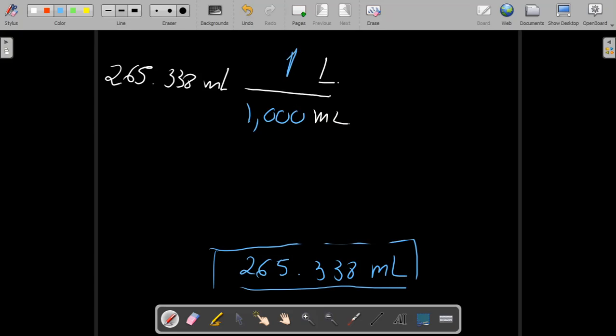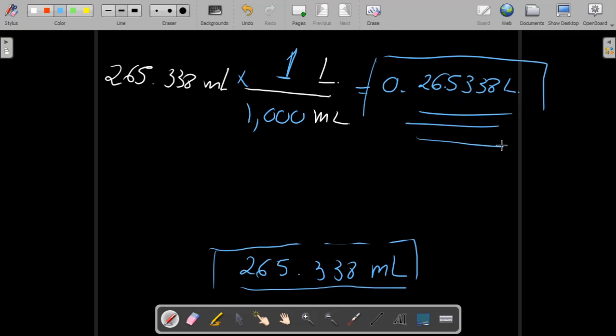milliliters in 1 liter. So 1,000 milliliters in a liter means that you're going to have to divide this number by 1,000. Those two are multiplying, but the one is not changing anything. Everything at the bottom divides the top. Okay? So the calculator should shoot out at you an answer like mine, 0.265338 liters. And that is the answer they wanted. This is what they wanted because they wanted liters.